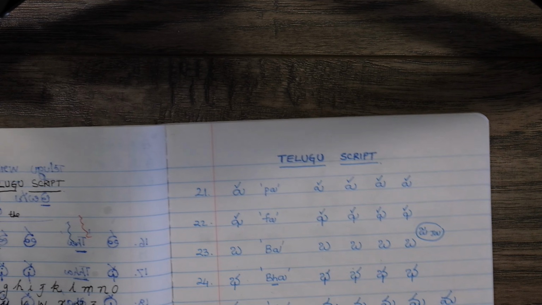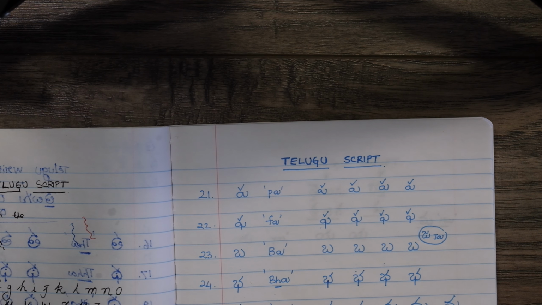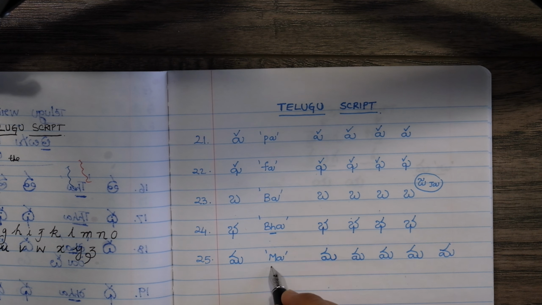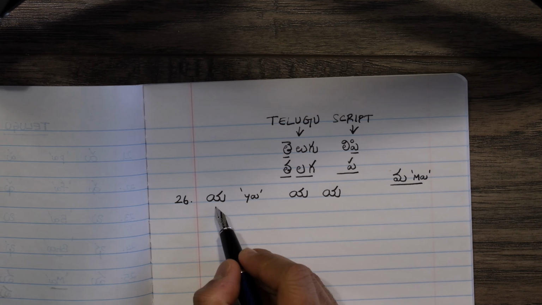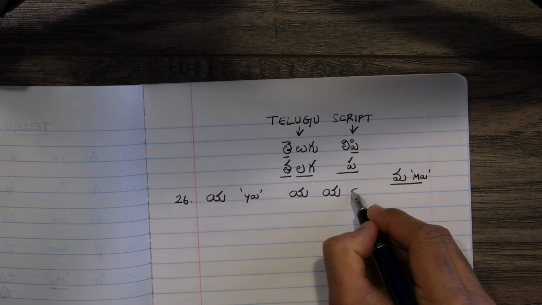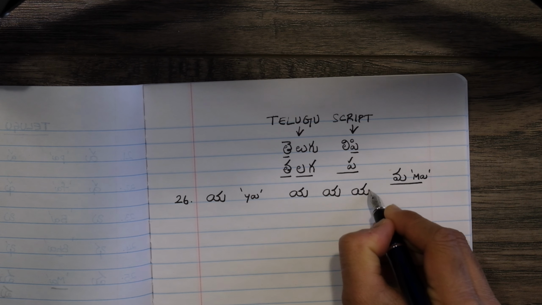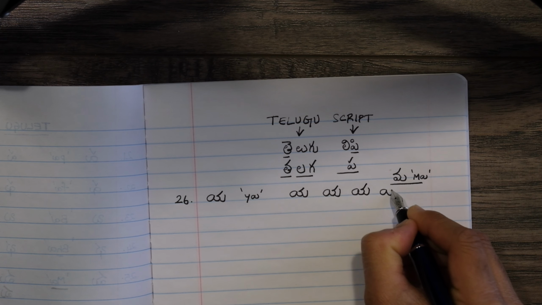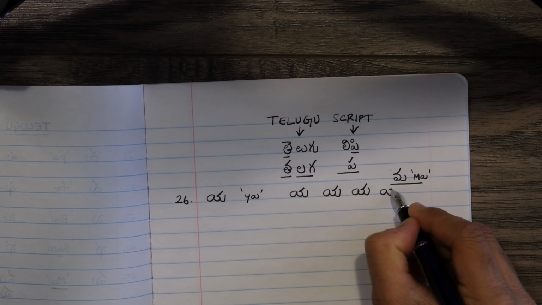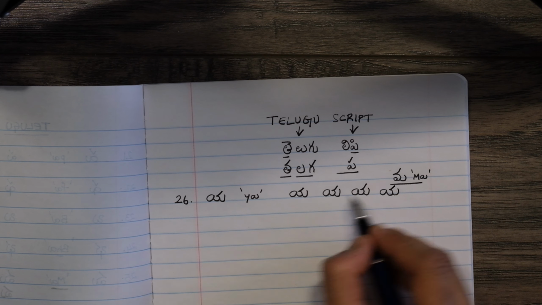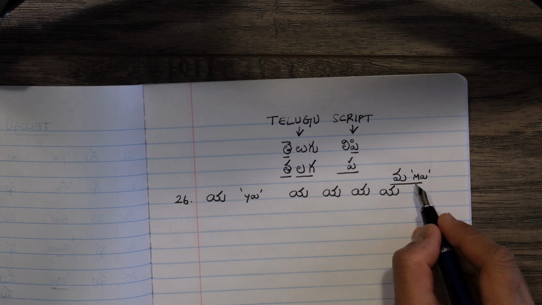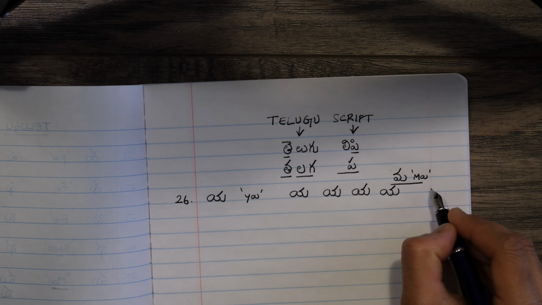So let me go back. See, this is ma right here. So how do you write ma? Ma, right? So this is ya. Again, ya. So you don't take this one above the circle, and the circle is larger than ma. Always remember, this is ya.